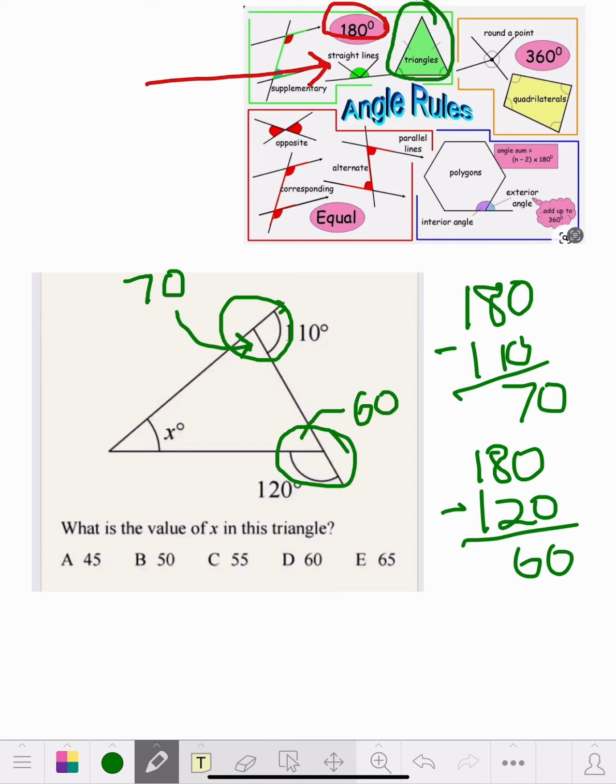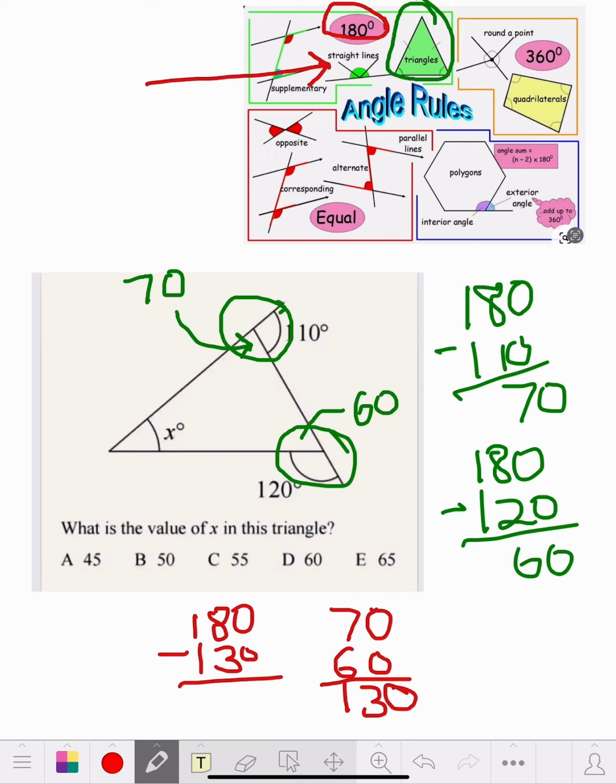It says the triangle is 180 degrees. Let's go back to red. If we take the 60, the 70, and the 60, that equals 130. We know the whole triangle is 180, so we get 180 minus 130. What do we get? 50. So the missing angle x here is 50 degrees.